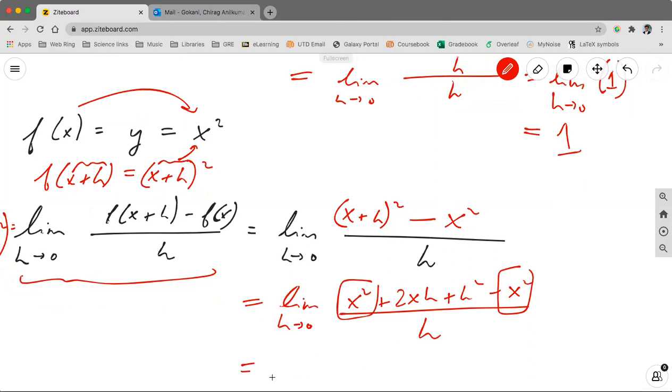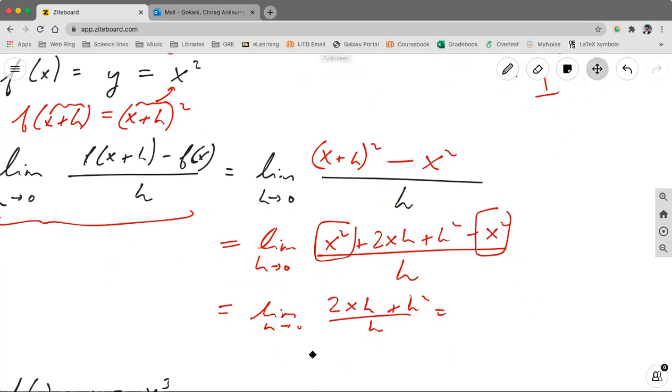0, obviously. And so I have the limit as h approaches 0. What I have remaining is 2xh plus h squared, divided by h. And look, there is an h common in the numerator and denominator. See? So I can cancel a factor of h in both numerator and denominator. They cancel out, and I'm left with 2x plus h. And this h is gone.